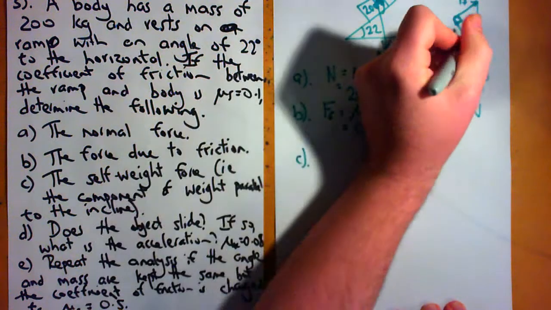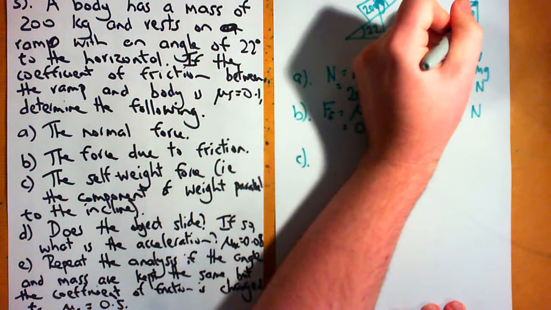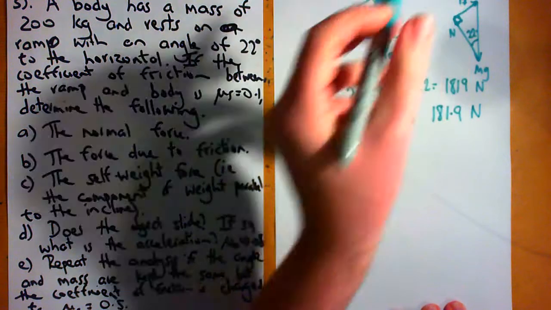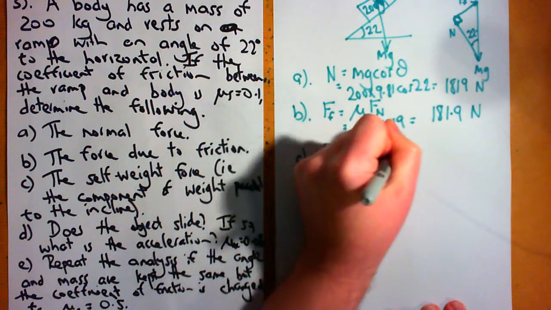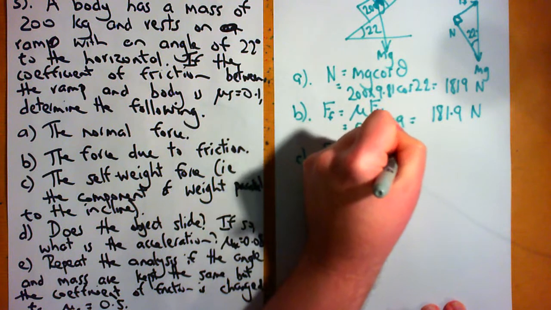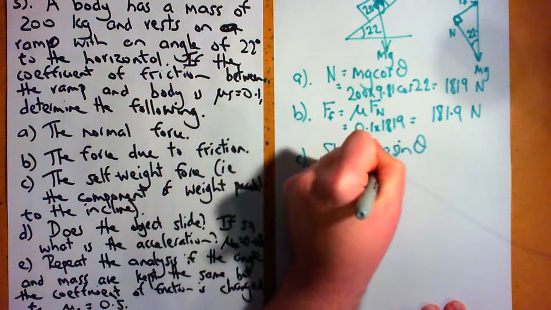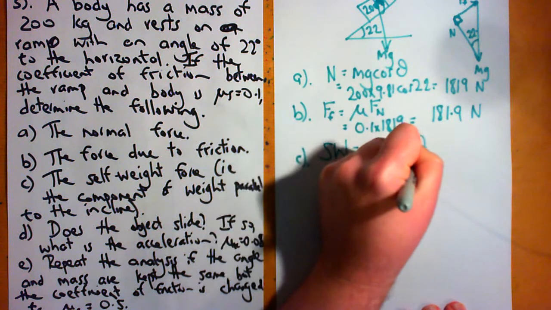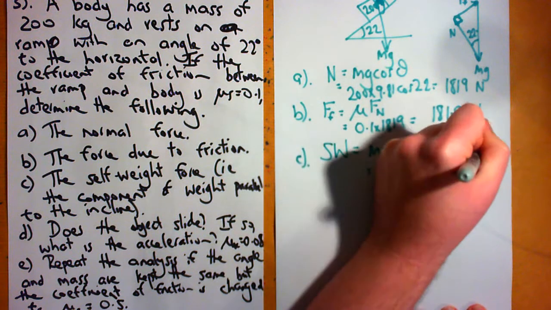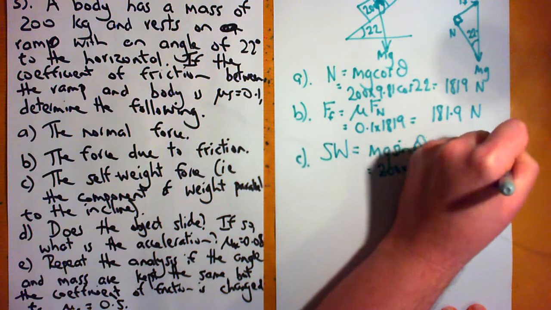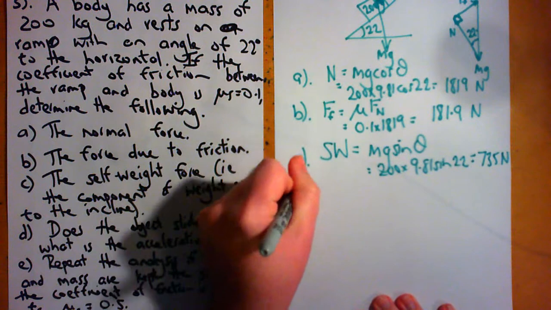Now we need to find the self-weight force, which is the component of weight parallel to the incline. The component perpendicular to the incline was the normal force, but the component parallel to the incline will be the self-weight force. Self-weight is mass times gravity multiplied by, now dealing with the opposite side, sine theta. The mass is 200, g is 9.81, sine of 22, and if we calculate that we get 735 newtons.